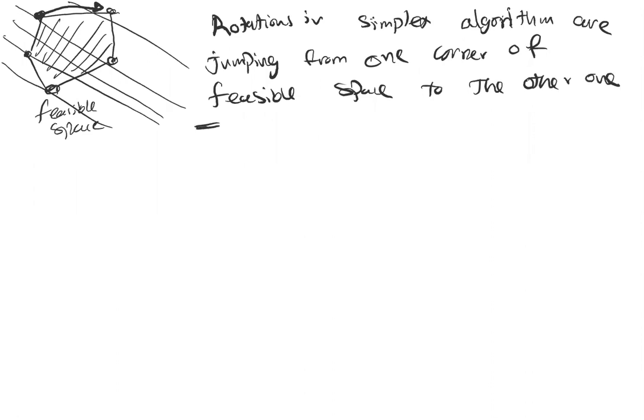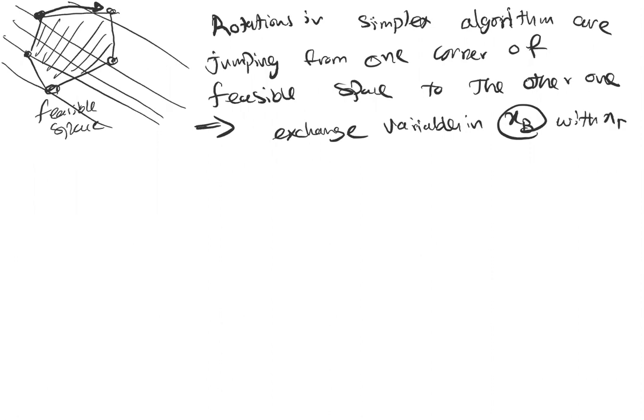How do we do that? We exchange variables in xb with xd. So we change the location of variables between non-basic and basic variables to jump from one corner to the other.